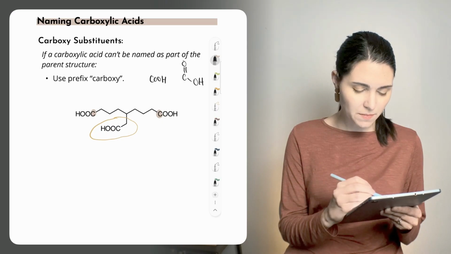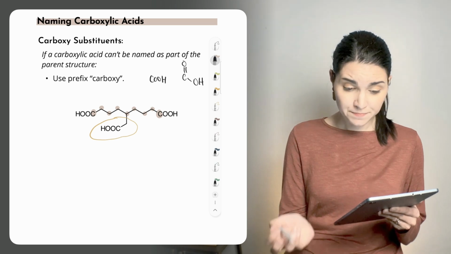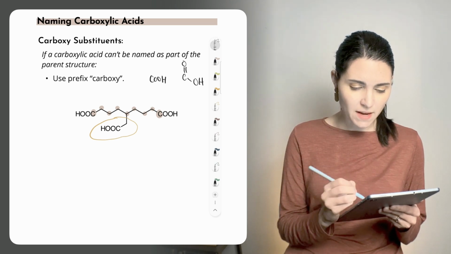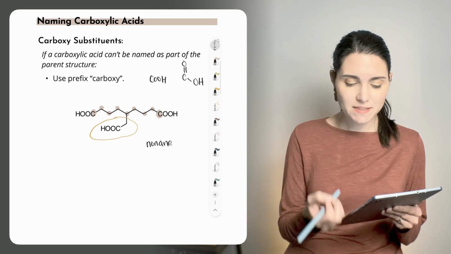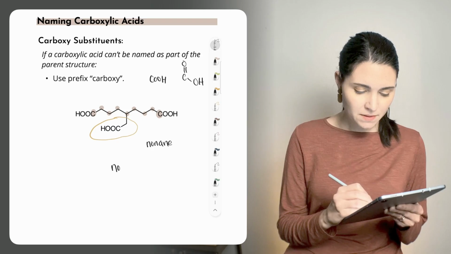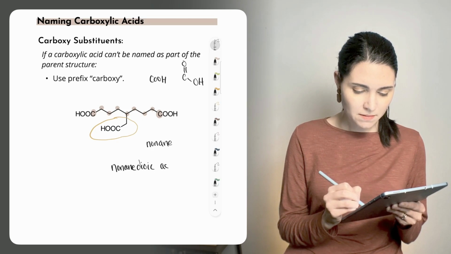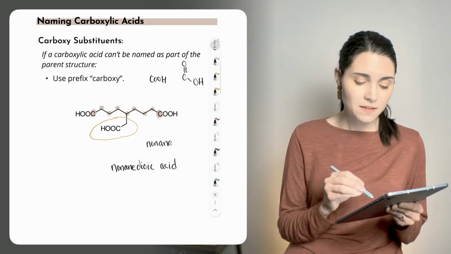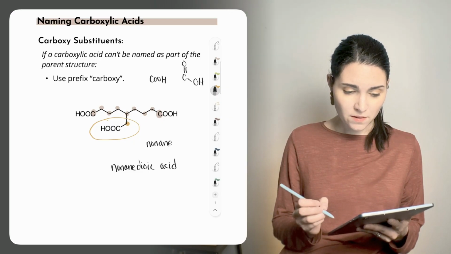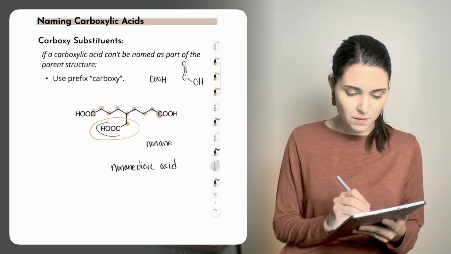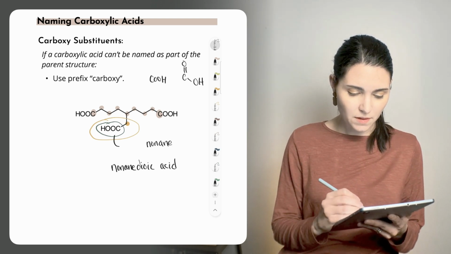So let's find out how many carbons there are. So 1, 2, 3, 4, 5, 6, 7, 8, 9. So 9 carbons is nonane. And 2 carboxylic acids is dioic acid. So we've got nonane, dioic, space, acid. And then this substituent has 1 carbon here. And then on top of that, we have the carboxylic acid as a substituent. So we have the carboxy.